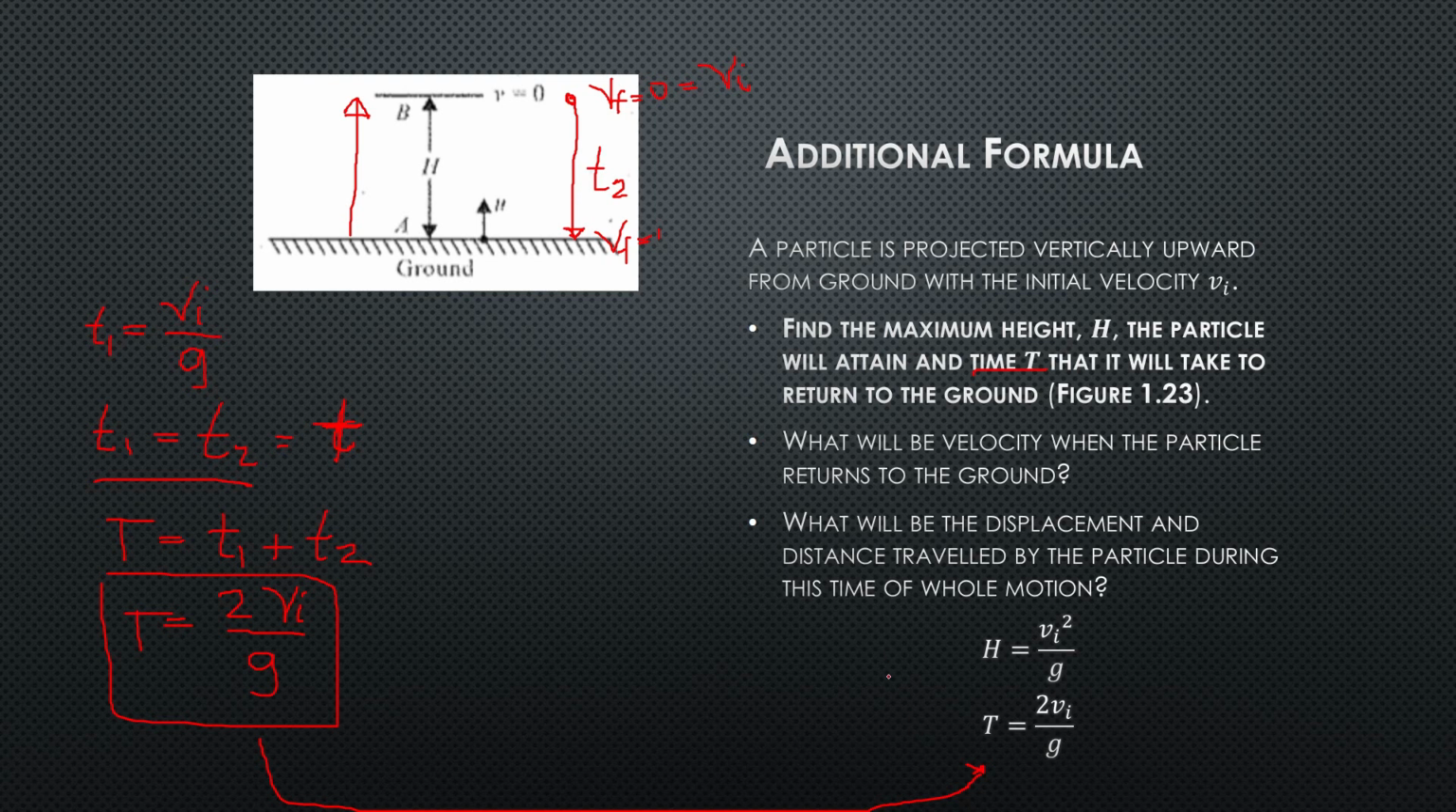Or you can simply use the formula of displacement: initial velocity multiplied by time minus 1/2 gt squared. Okay, so S is displacement. When the body or particle is thrown vertically upward, reaches its maximum height and goes back to its initial position, the displacement here is 0.